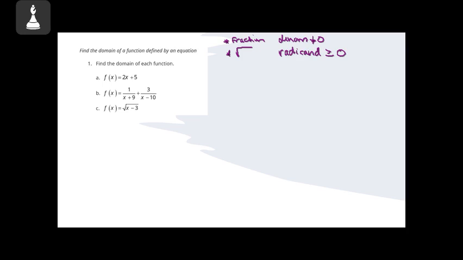So looking at the first function, 2x plus 5. There's no fraction. There is no square root. So there's going to be no limits on x. And when there's no limits on x, our domain is all real numbers. I can plug any value into this equation and it's going to work.